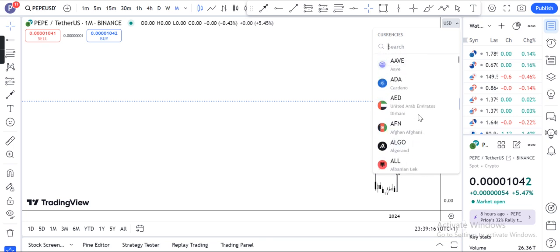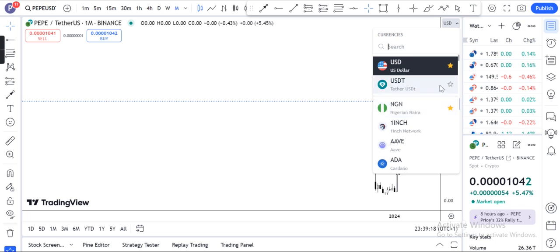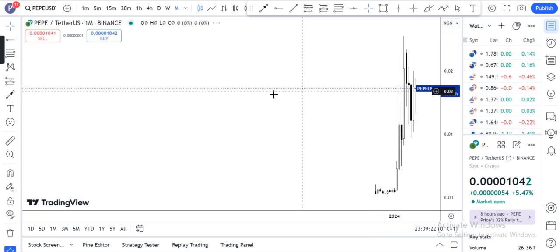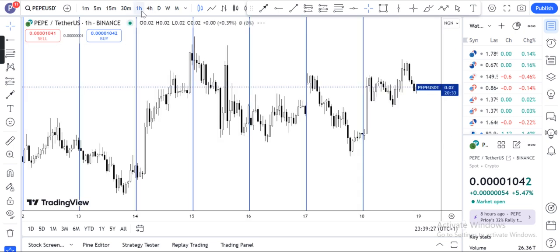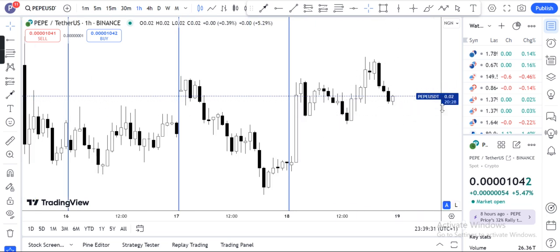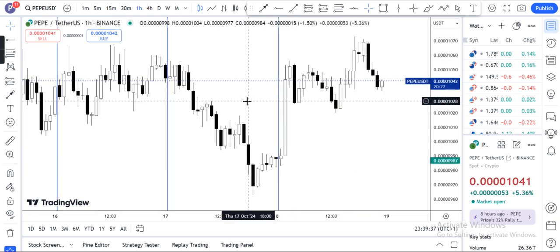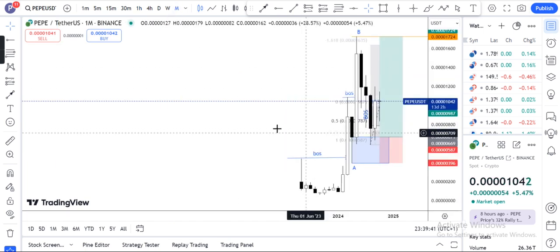Okay, let me now switch it to Naira. Let's see what we have in the Naira section. Let's see what it gives us in Naira. We are not really getting any good value when switching it to dollar or Naira, so we'll leave it as crypto, and then that is it. So we'll just do that to check and see what value we'll be getting.